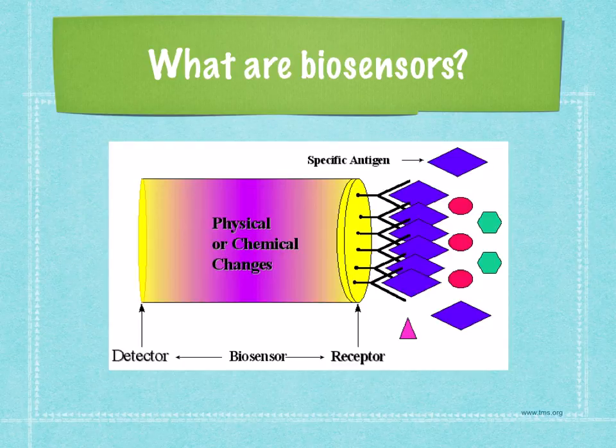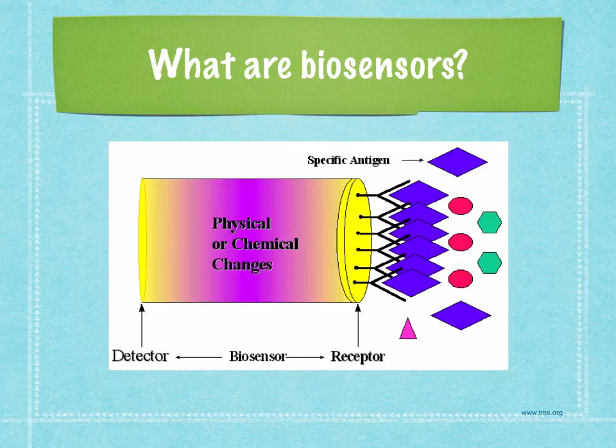So what are biosensors? These are analytical devices used to measure or detect a particular signal. They convert a biological response into an electrical signal. Types of biological molecules include antibodies and enzymes. These are immobilized in some way, for example, on a dipstick.